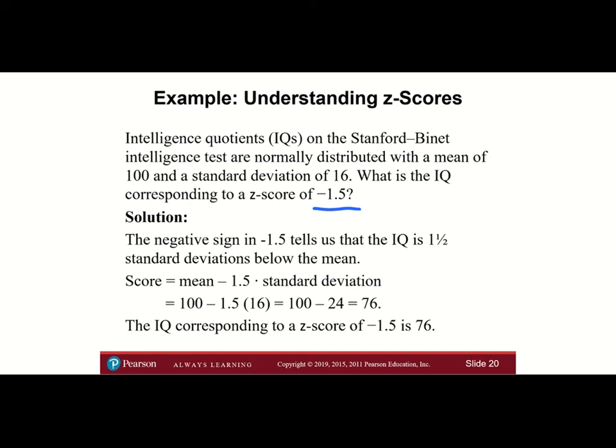The way that we would find the IQ score is you would take your mean minus the standard deviation times whatever z-score you get, so 1.5. Now we're doing minus because we know it's a negative, but if it was positive, you would add it, so you would take the z-score still times the standard deviation, but add it to the mean. So we did 100 minus 1.5 times 16, my standard deviation, which is 24. So 100 minus 24 will give me 76. That means the IQ corresponding to a z-score of negative 1.5 is going to be 76.